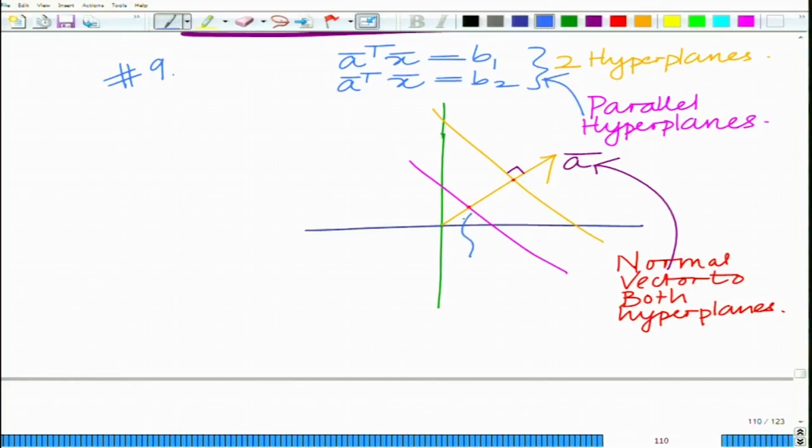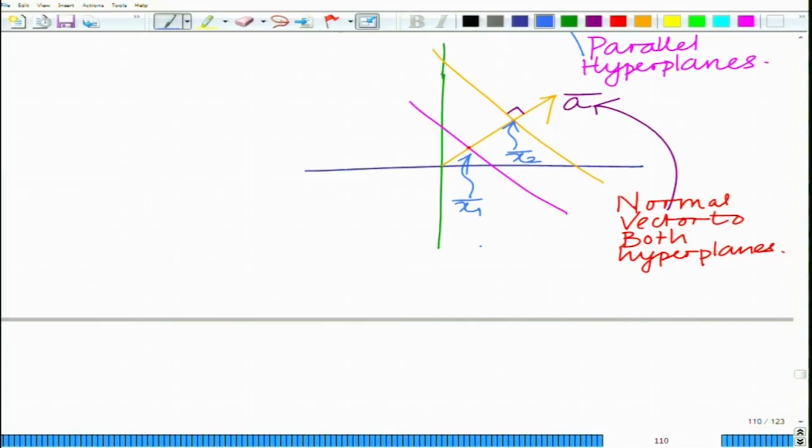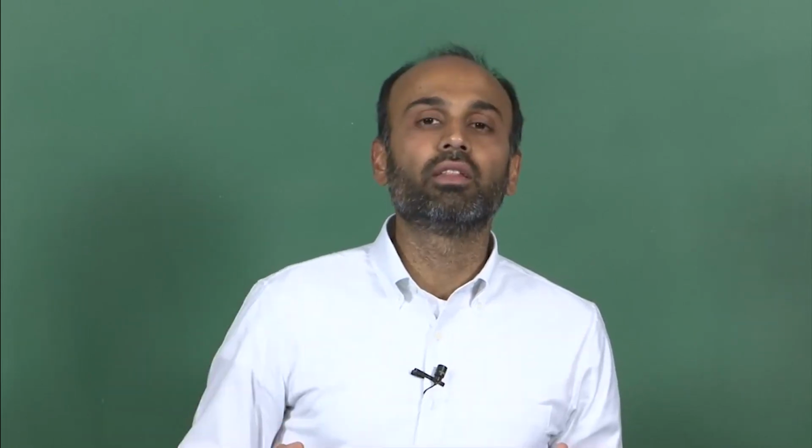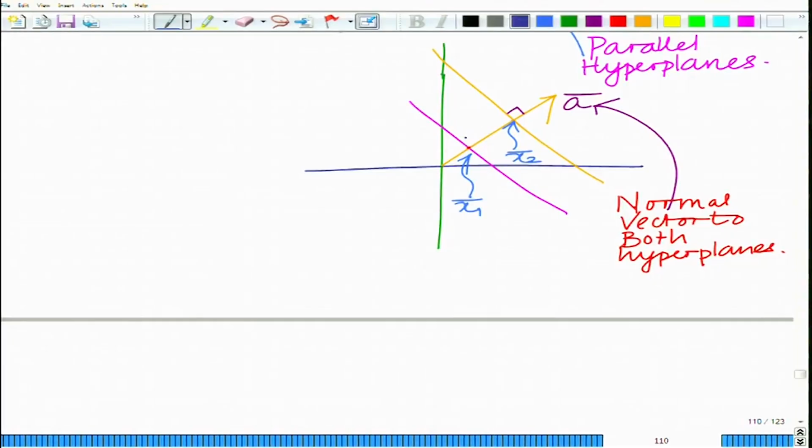The distance between both these hyperplanes can now be calculated as follows. If you look at the points of intersection of the normal vector with the hyperplanes, call these points x1 bar and x2 bar. This follows from simple high school level coordinate geometry, since these two hyperplanes are parallel. The distance between these two hyperplanes is the distance between these 2 points of intersection of the normal A bar with the hyperplanes.